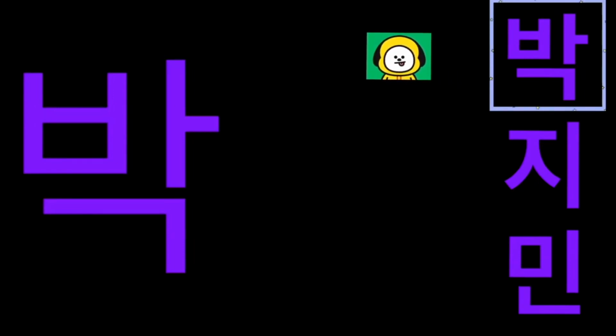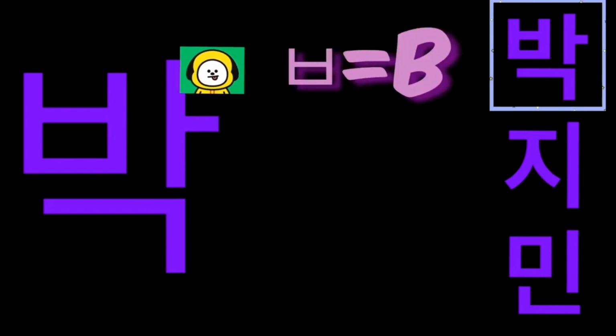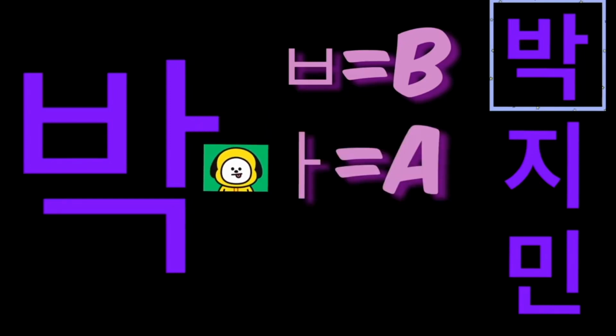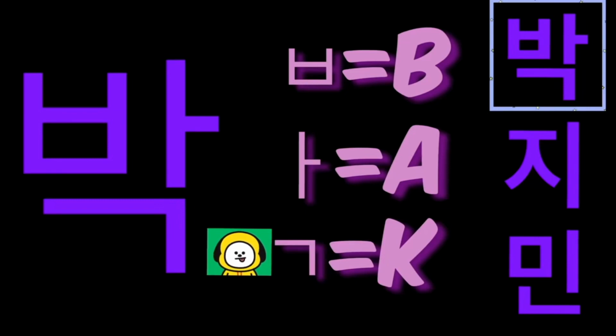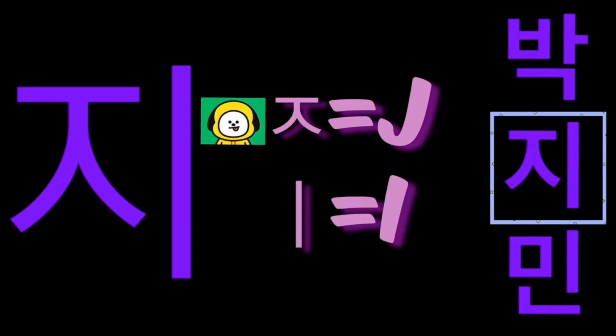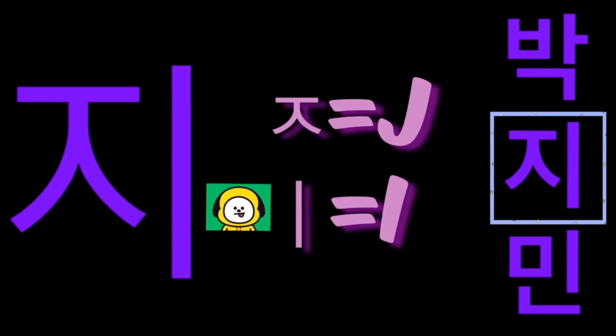The first letter in this syllable is B, pronounced B, sometimes pronounced P, but not here. The second letter is A, pronounced A, and the third letter is K, bak. The second syllable is G. The first letter in G is J. It is pronounced like our J. The second letter is I, sometimes pronounced E, as in this case, and sometimes pronounced I.